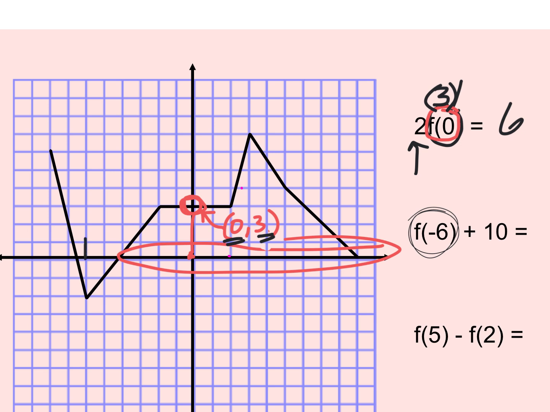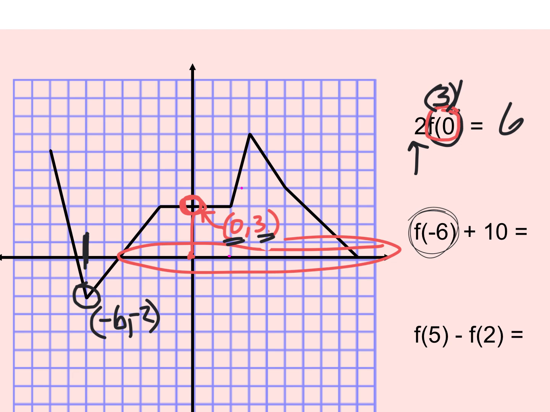I'm pretty sure that's negative 6. And then you go down, and that's your key point. And then I'd label it negative 6, comma, what is it? Negative 2.